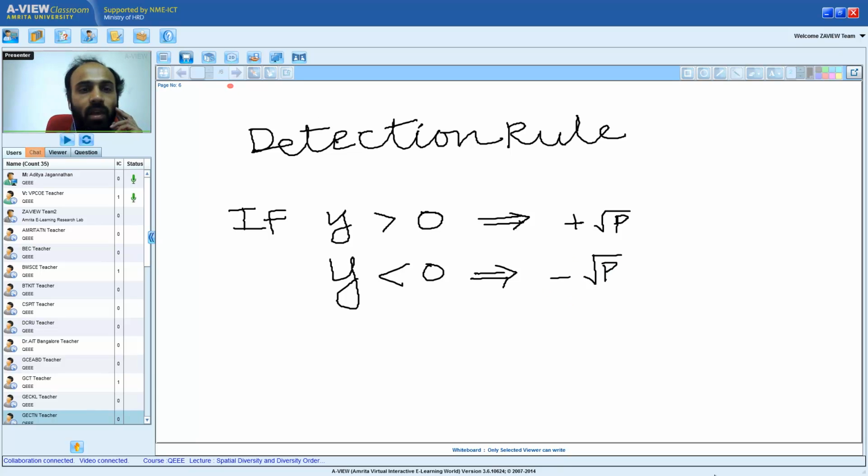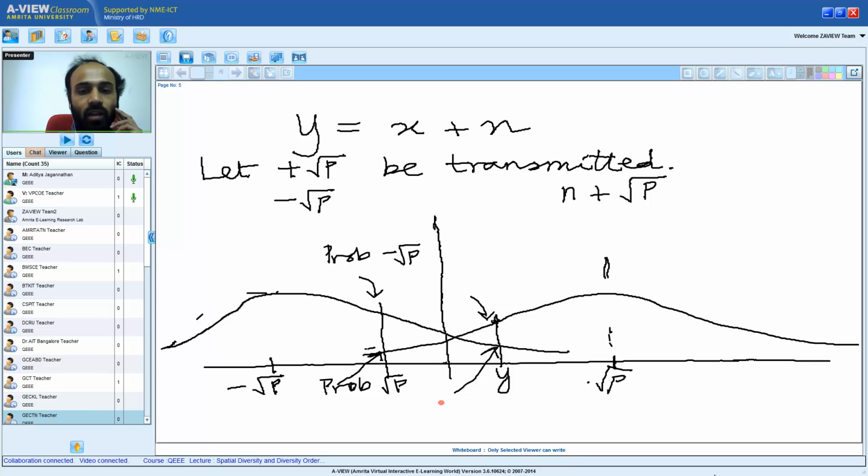Therefore, when will there be error? If you look clearly, I will have error if I transmit minus square root of p but the received y is greater than 0, corresponding to this probability. And also if I transmit plus square root of p and I receive y less than 0, corresponding to this probability, I will have error. So error will occur.